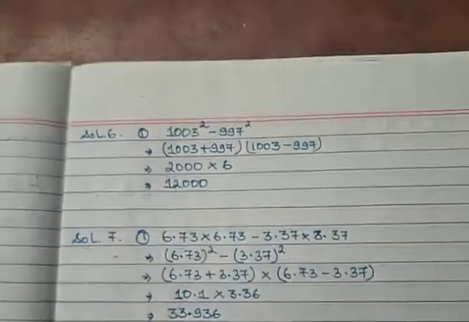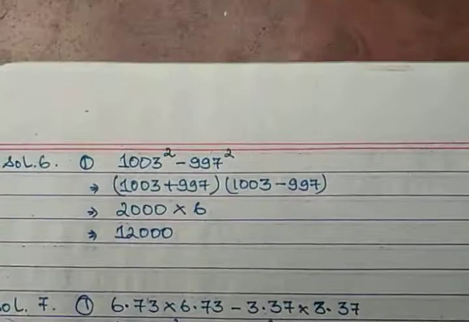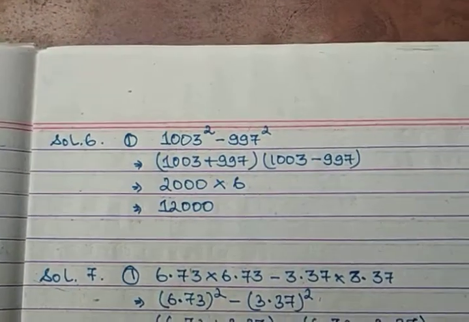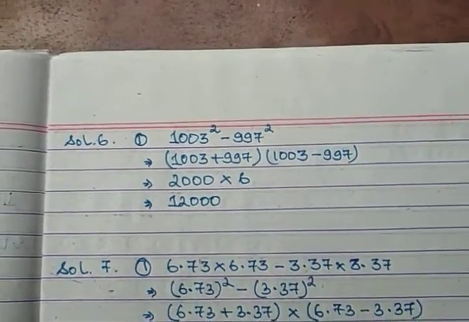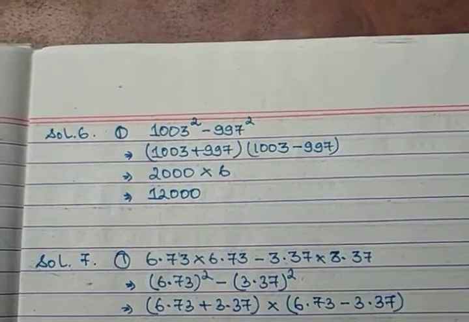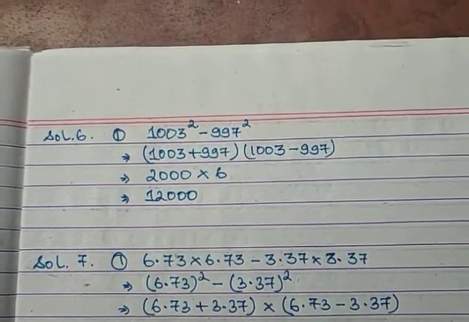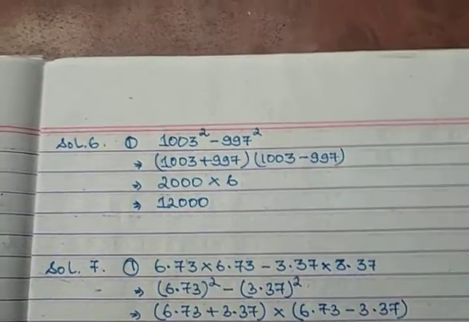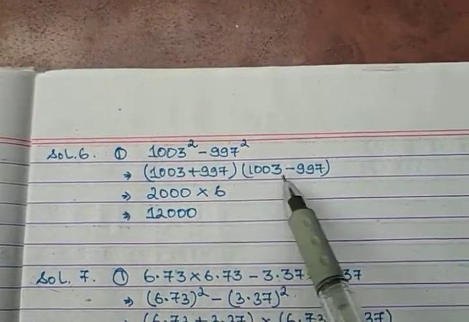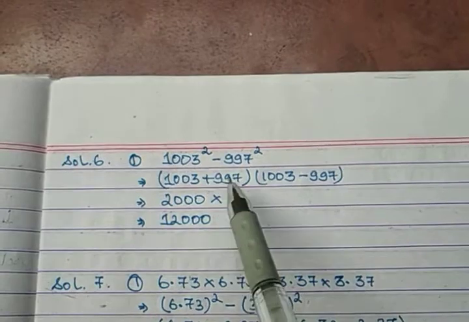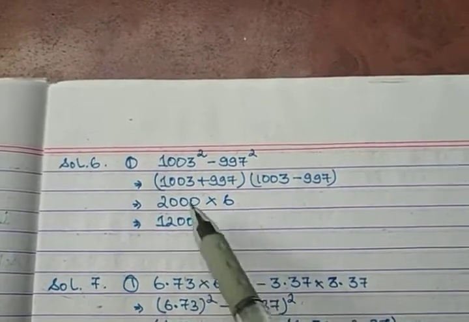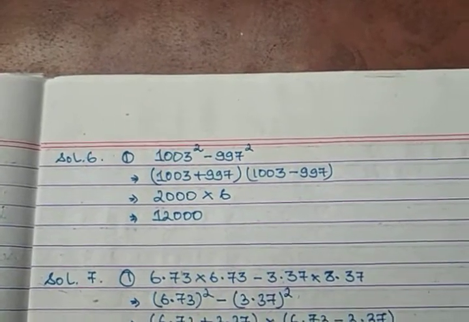Now for you, what we have is question number 6. I've got 1003 square minus 997 square. As I've already said, this one was directly given in a square minus b square form, so we know the expansion a plus b into a minus b. That is what I have done here: 1003 plus 997, 1003 minus 997. When you add these two, you will get 2000. When you subtract these two, you will get 6. See, 2000 into 6 is 12,000. We are done here.